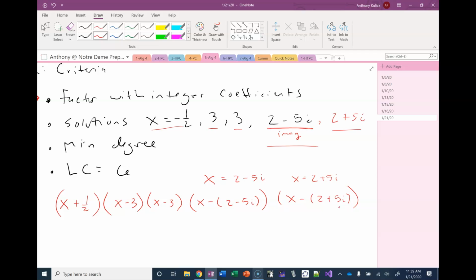Everybody, so far so good? Okay. Now we need to go back and look at these factors and make sure that we have integer coefficients. Well, just like before, these don't have integer coefficients. So I'm going to multiply these two conjugate pieces together. But there's another factor that doesn't have integer coefficients. Which one is that?